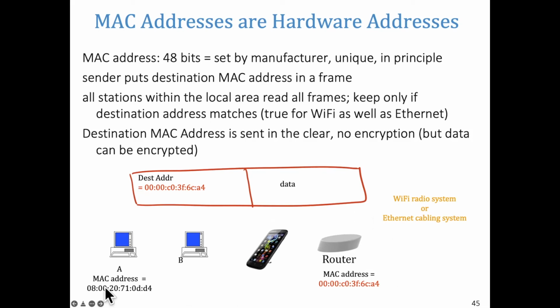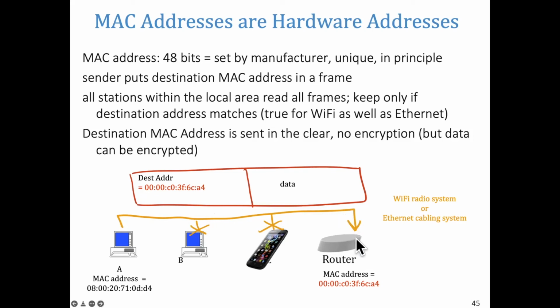When we have several devices that are in the same local area network, they can send messages directly using the destination MAC address. For example, if A wants to send a message to this router, if A knows the destination MAC address of this router, it will send this message and add the destination MAC address to the packet.